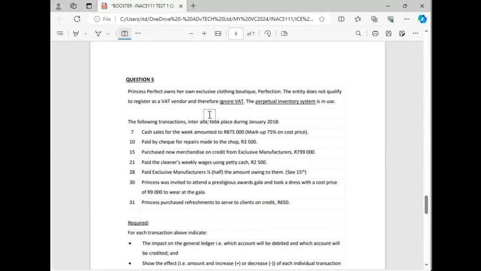So, firstly, guys, you need to know your business. So, in this case, our business is called Princess Perfect, and we are owning an exclusive clothing boutique called Perfection. So it means we are selling clothing, meaning immediately when you see clothing, just know that clothing will be regarded as our what? You can tell me? Our.